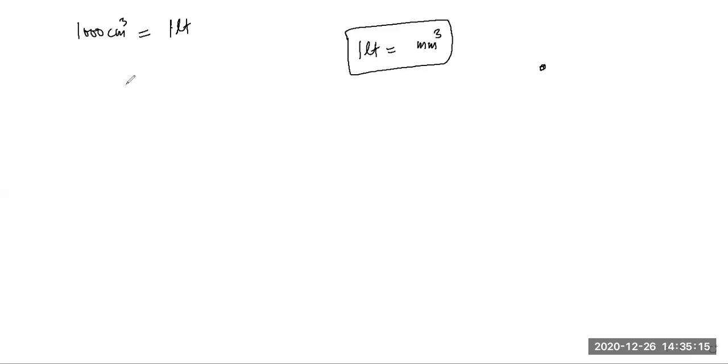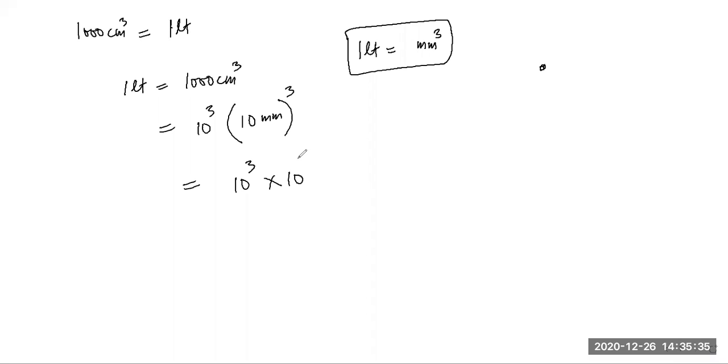So, see students, what will you do? First, we will calculate 1 liter is equal to 1000 centimeter cube. Now, this is 10 raised to power 3. Then convert centimeter. 1 centimeter is 10 millimeter. Then cube. So, this is equal to 10 raised to power 3 into 10 raised to power 3. 1 centimeter is equal to 10 millimeter, right? Yes. So 1 liter is equal to 10 raised to power 6 millimeter cube, correct?